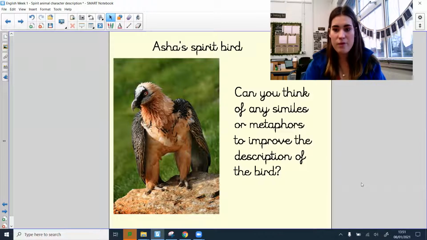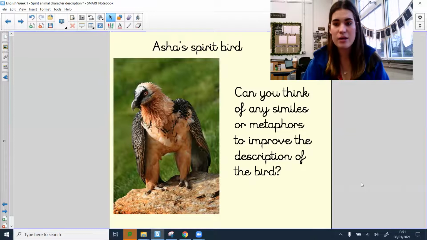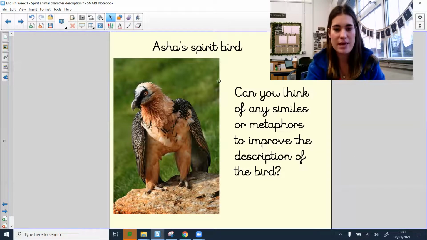That is going to be everything for today. Just remember to take a picture of what you've done and upload it onto your portfolio so we can have a look. And we are ready to do lots and lots of spirit bird similes and metaphors to help us make this description even better.